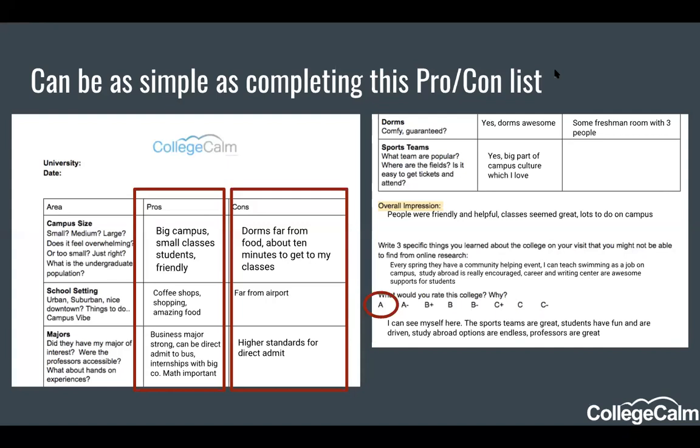So you want to get the info down first and foremost, and then it's kind of up to you how far you take it. Again, a why this college essay, the more specific, the more compelling. So use this time to do that because sometimes it's really hard to remember.